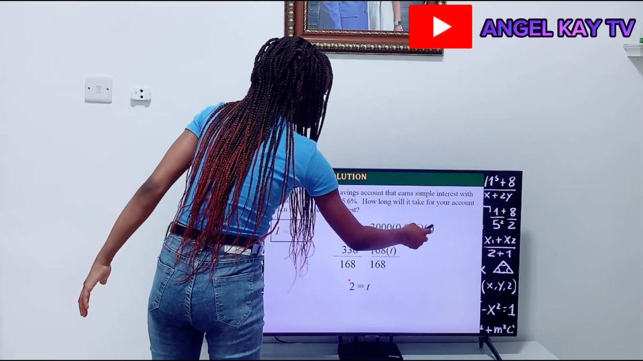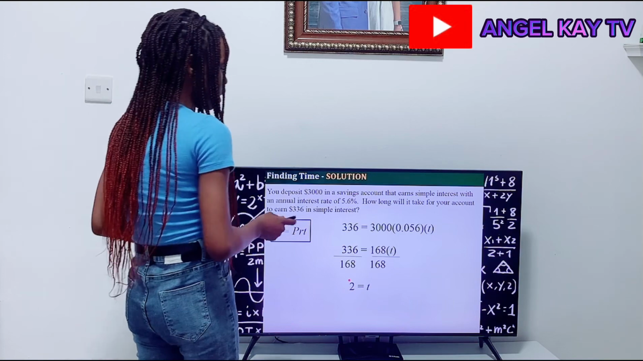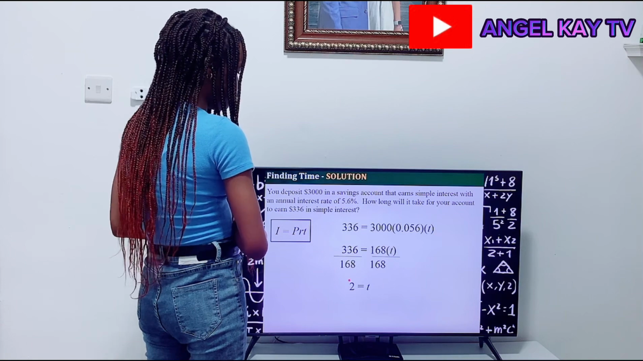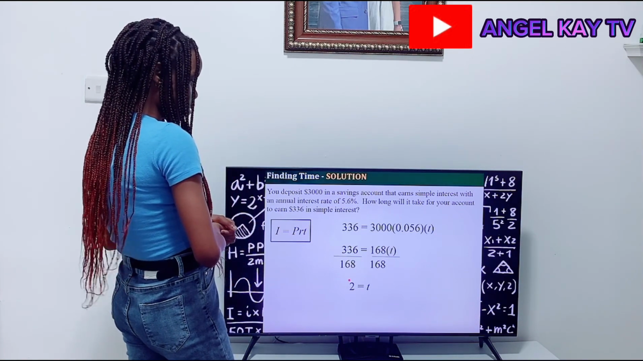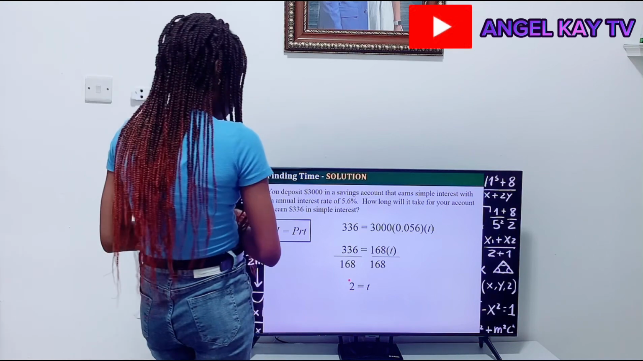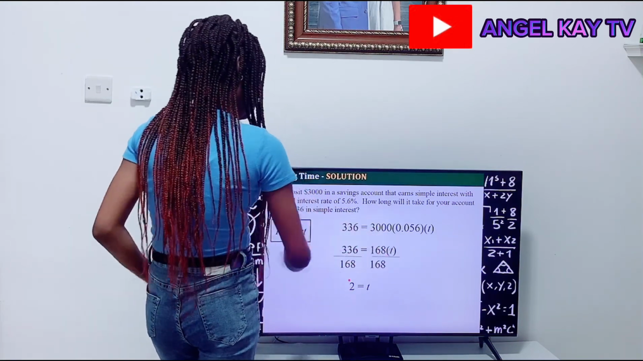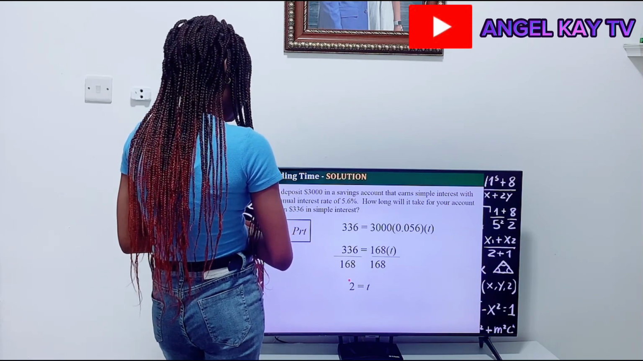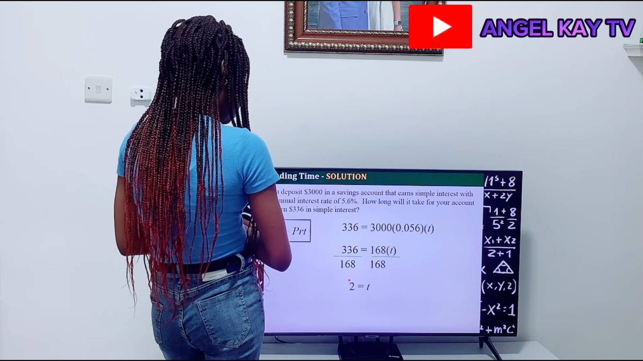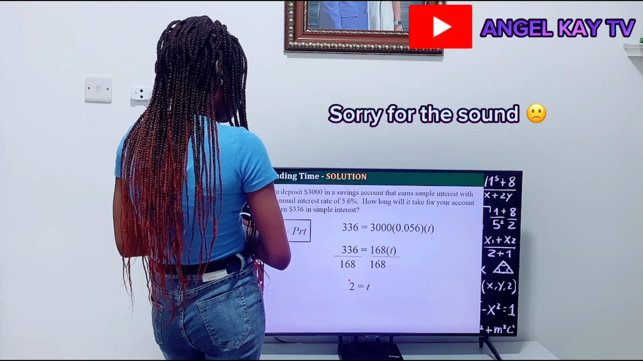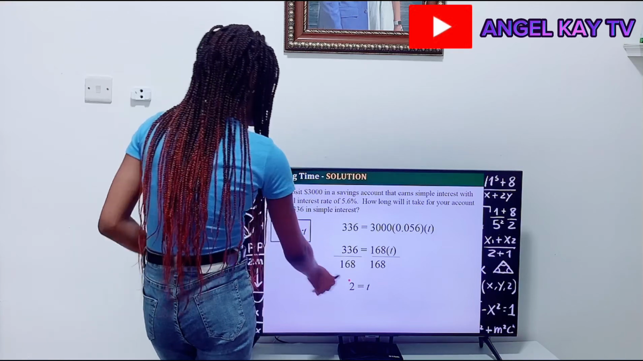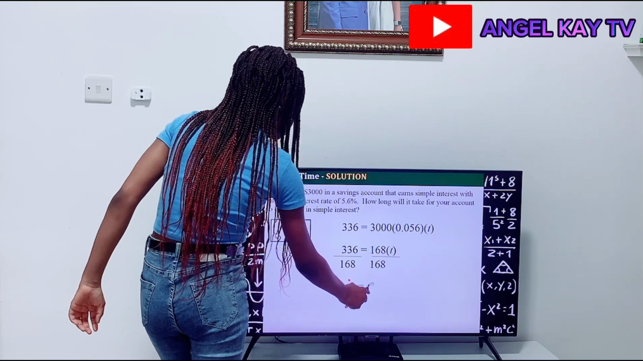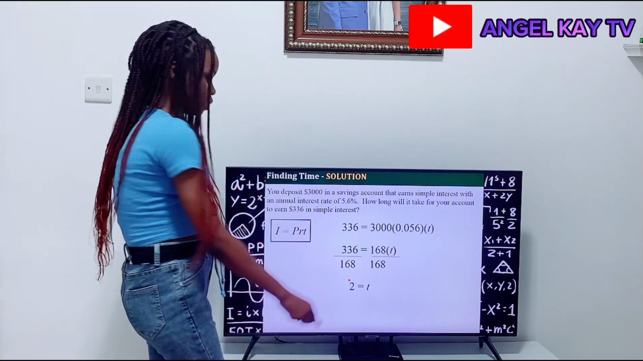times the time, which we don't know. So now we're going to do 3,000 times 0.056, which will give us 168. So we'll bring down our t. Now we're finding the time. So now what we're going to do is our 336 will divide by 168, which will give us 2, which means our time is equals to 2 years. So this is the answer.